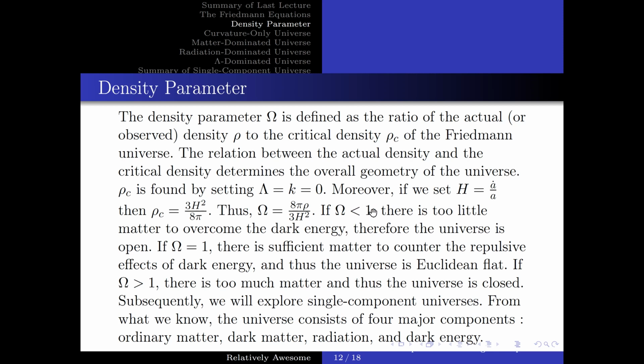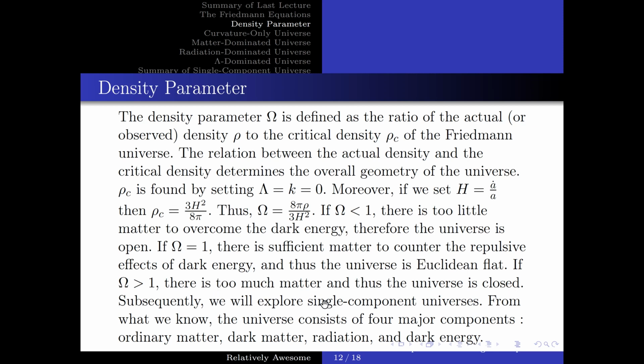If the density parameter is less than 1, there is too little matter to overcome the dark energy, and therefore the universe is open. If the density parameter is equal to 1, there is sufficient matter to counter the repulsive effects of the dark energy, and thus the universe is Euclidean flat. If omega is greater than 1, then there is too much matter, and thus the universe is closed.